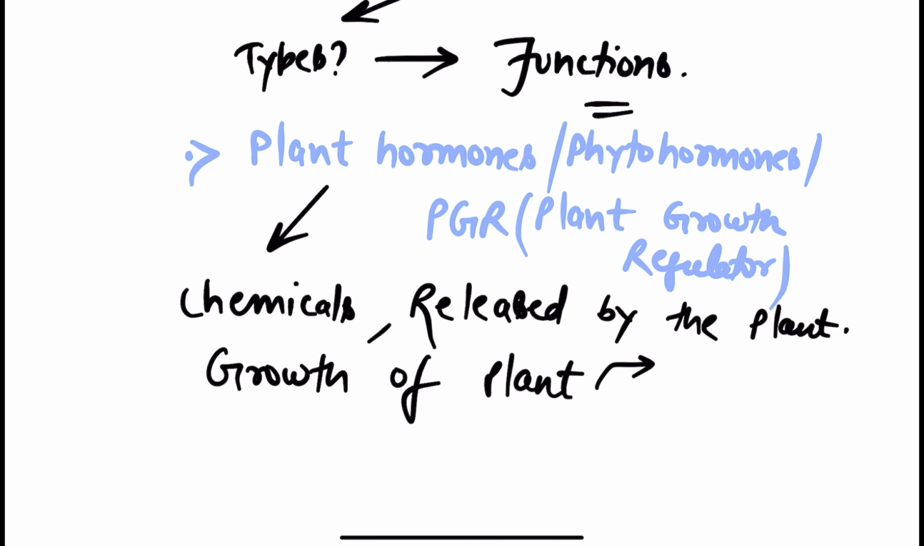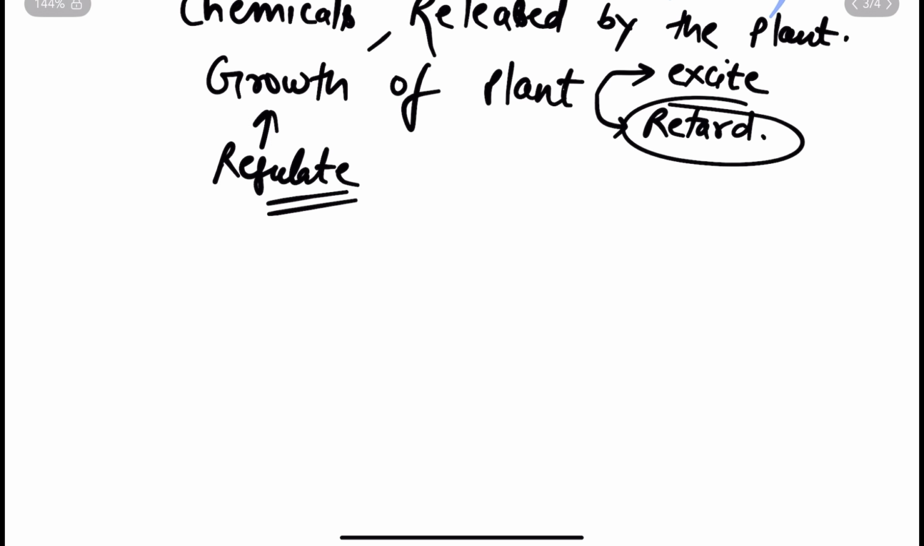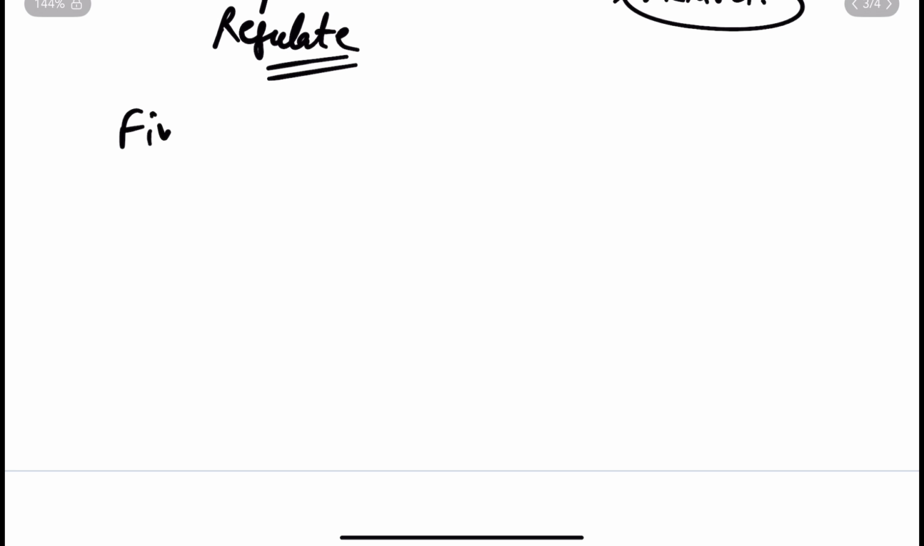It may excite growth, or it may retard its growth. So these are plant hormones. A very simple definition: these are certain chemicals released by the plants, and these chemicals will regulate the growth of a plant. It may increase its growth, or it may retard its growth. And we have five different types of plant hormones. So let's study them one by one.